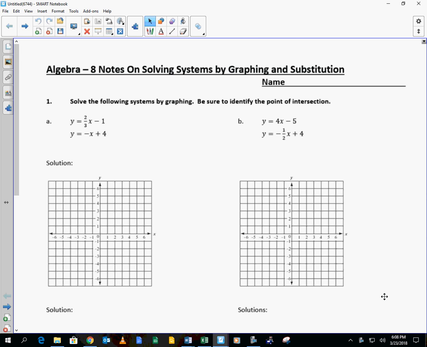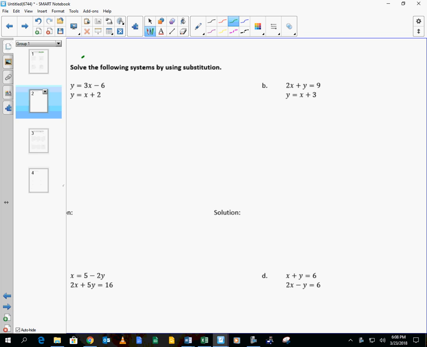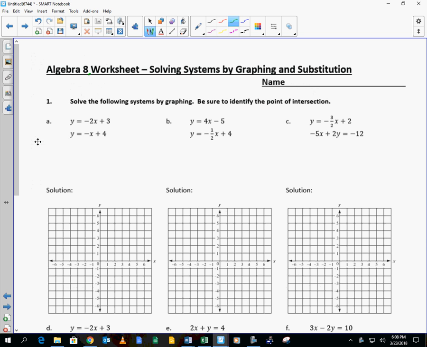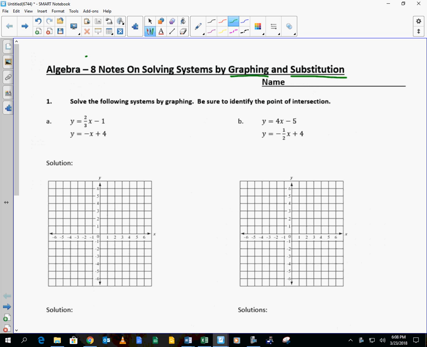Today we are going to review the two concepts of solving systems by graphing and using substitution. We're going to go through these 2 pages of notes, reviewing those concepts. After we go through those concepts, we're going to give you your assignment right here that you can work on. Okay, so we'll check it out.